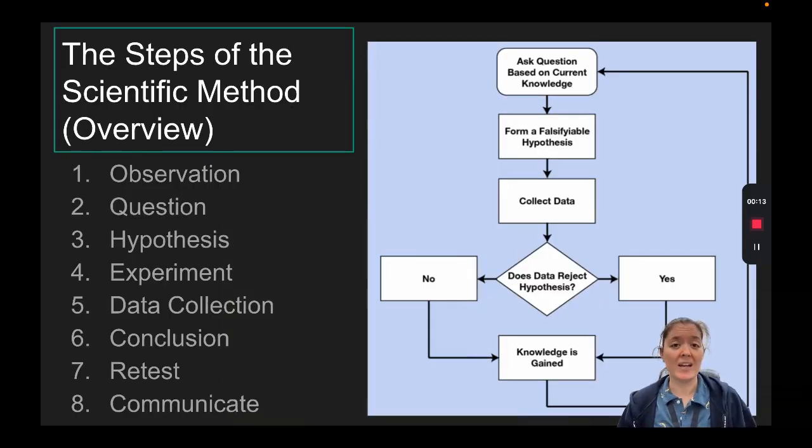The overview of our 8 steps are observation, question, hypothesis, experiment, data collection, conclusion, retest, and communicate.